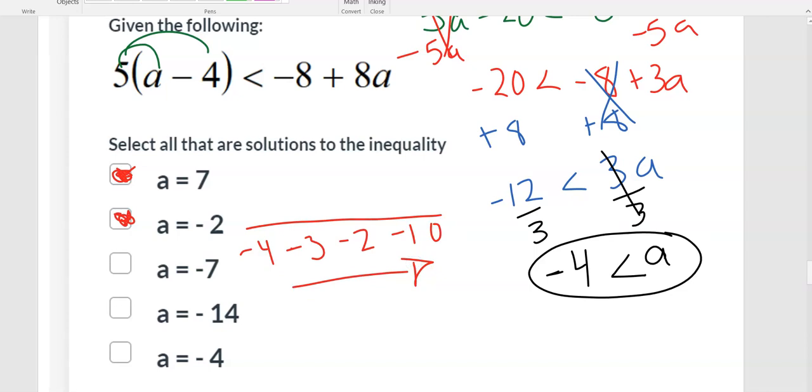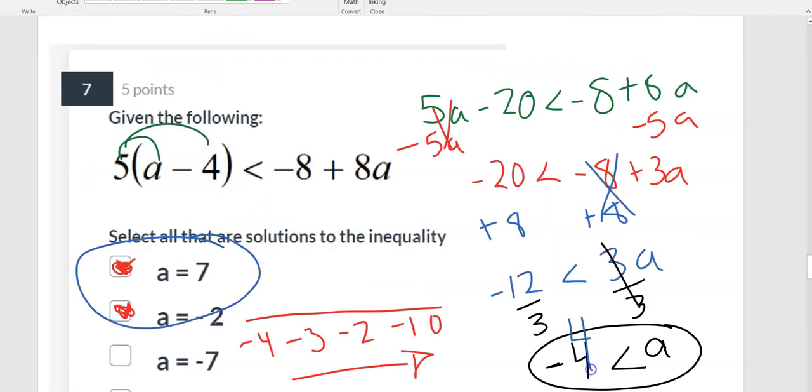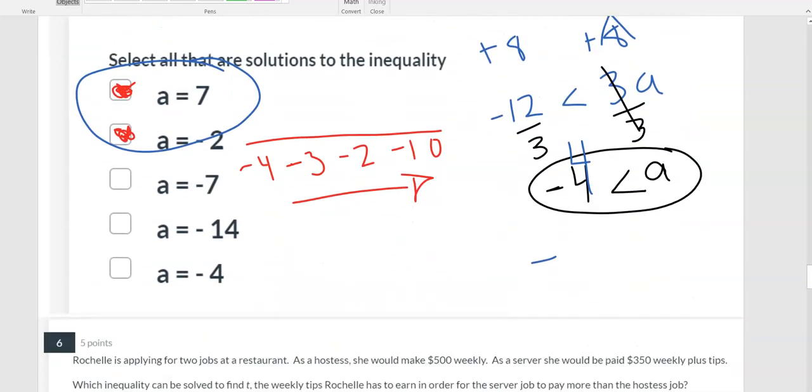Negative 7, no. A lot of people pick negative 7 because they think, oh, it's bigger than negative 4. It's actually not. It's further to the left. It's a bigger debt, but it's not bigger in value than negative 4. Negative 14, also not. Negative 4 is equal to, so it doesn't count. So there are only 2 on here that actually are solutions to that inequality. And just plug them in and check. If I put my answer 7 in here, is negative 4 less than 7? Yes. Is 7 greater than negative 4? Yes. So it works.